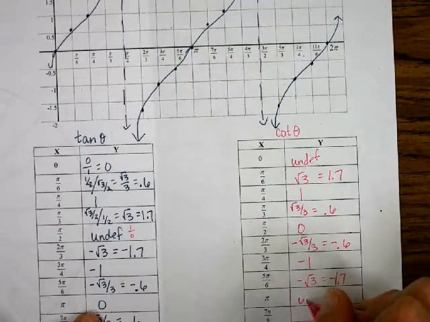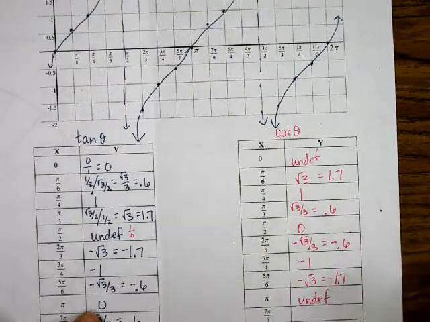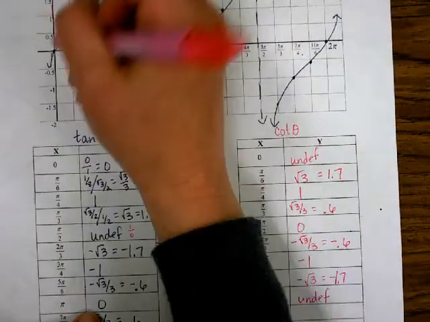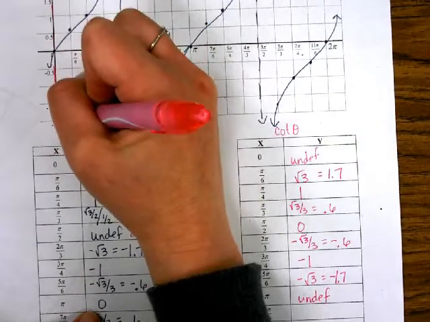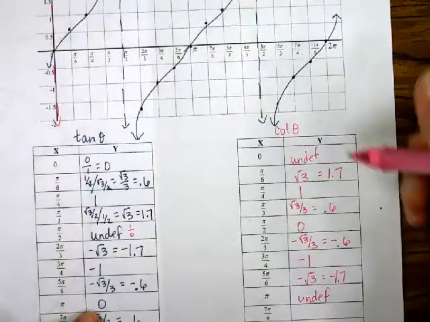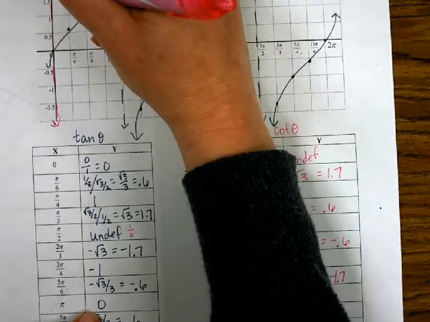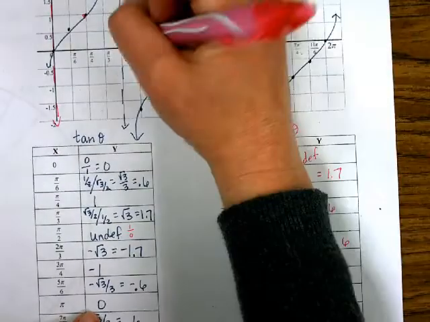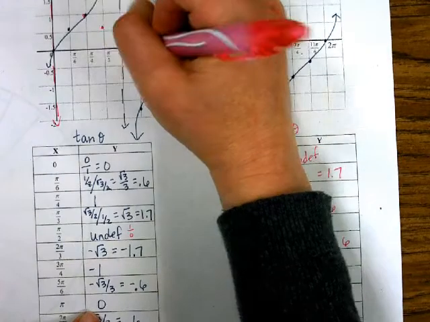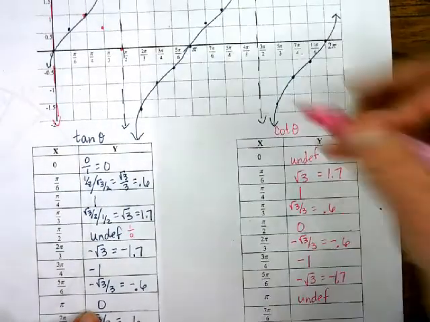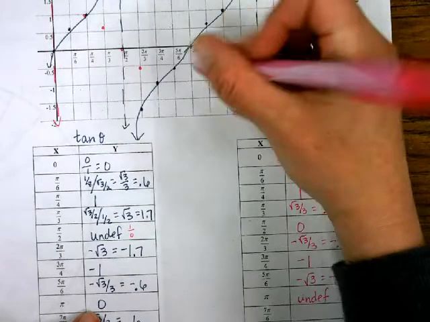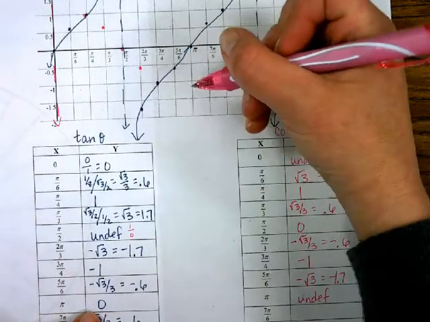I should graph these ones. So undefined is an asymptote. 1.7, 1, 0.6, 0, negative 0.6, negative 1, negative 1.7, asymptote.